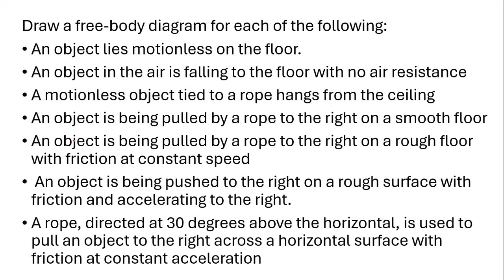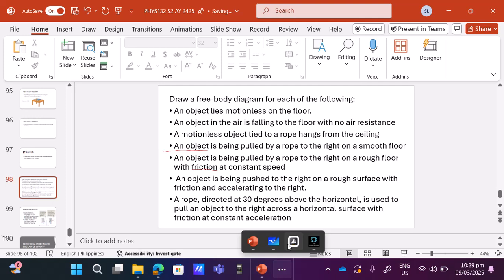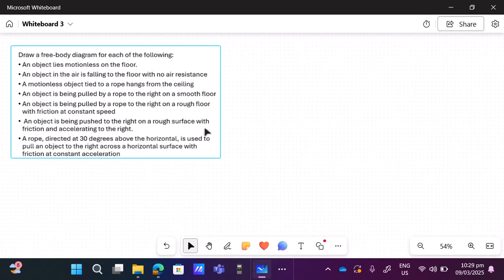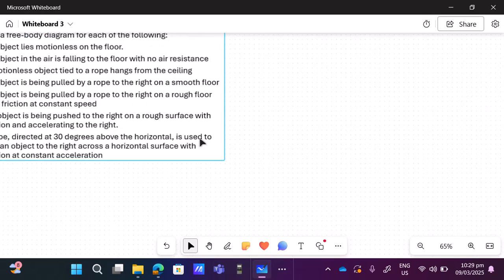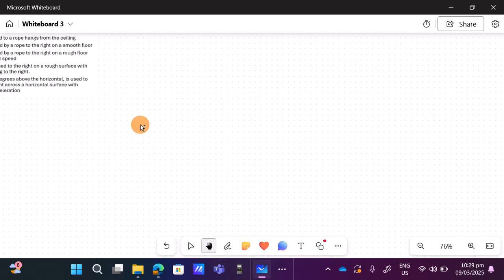And one word that can distinguish them is the word friction. So 1, 2, 3, and 4 all have no friction involved. So let's start with 1, 2, 3, and 4. To do that, let me go to the whiteboard. I'm trying to see if the ink will not disappear. So let me decrease the size of the text.